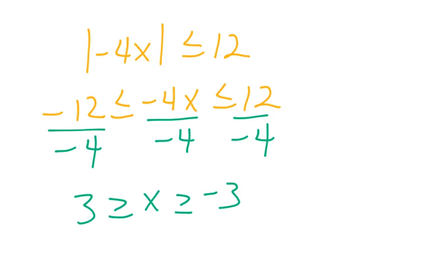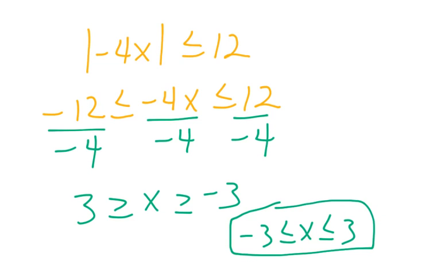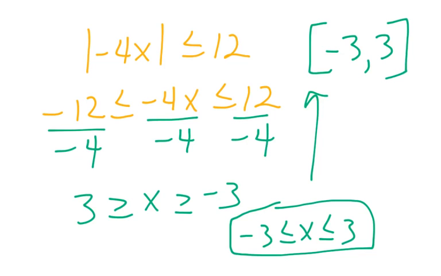Okay, so we need to rewrite it. So we just turn it around. So it's going to be negative 3 less than or equal to x less than or equal to 3. And then in interval notation, that's going to be bracket negative 3, 3 with another bracket. Okay? All right, next example.